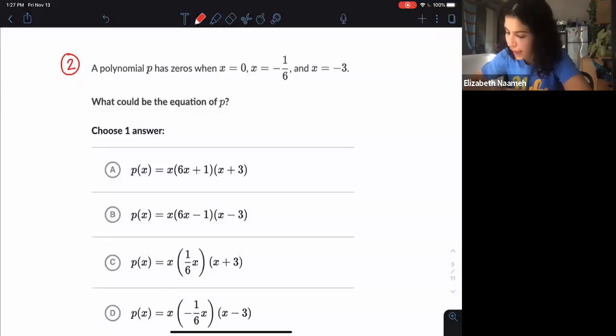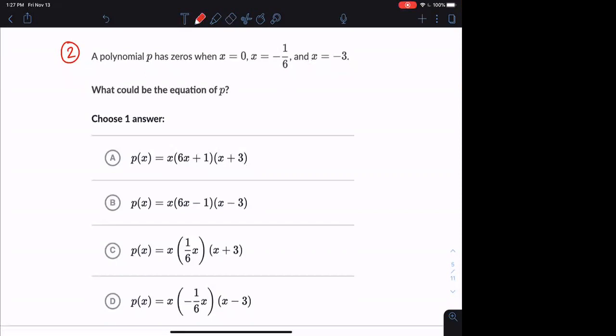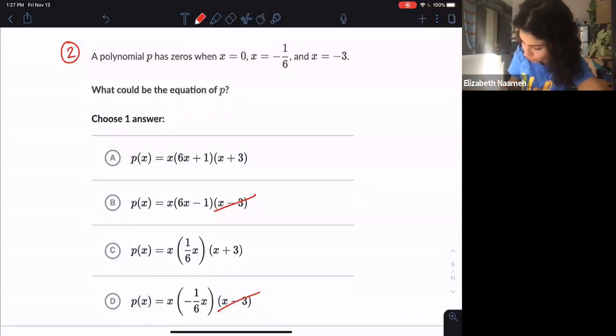Okay, a polynomial has zeros when x equals 0, x is -1/6, and x is -3. So those are the zeros. What could be the equation of P? Which one of these equations would give us those zeros above? Well, let's start with the most obvious one. If I have a zero of x equals -3, what's the factor that it came from? X plus 3. X plus 3, so that's wrong, that's wrong. I'm going to cross those guys out.